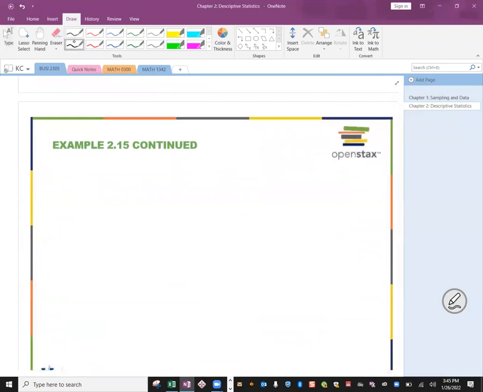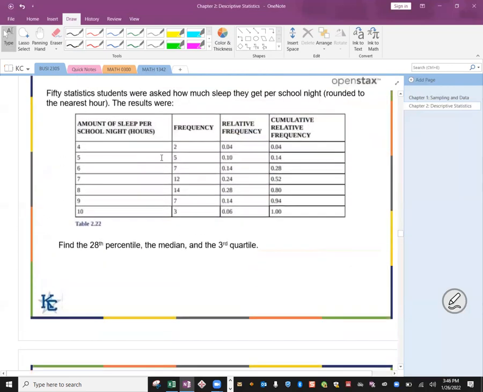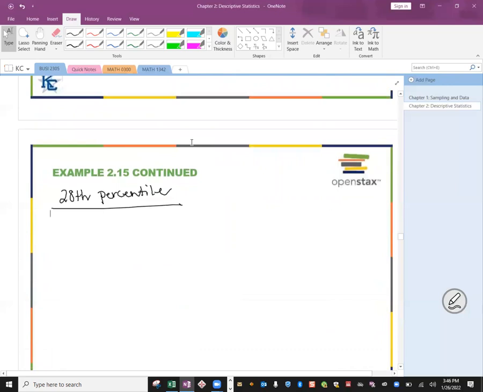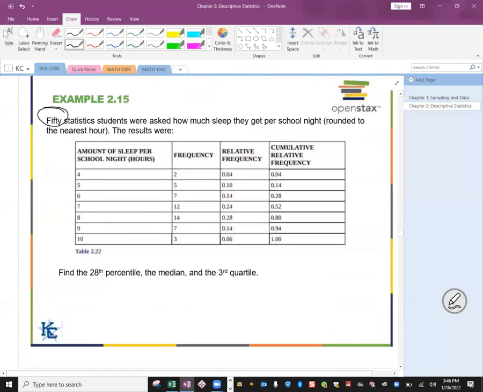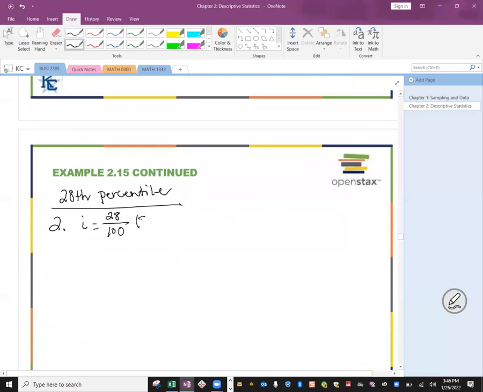So if we want the 28th percentile, we are first going to order our data. Our data is already ordered. We can see that because it's in ascending order with a frequency here. Okay, so the next step is step 2, which is doing the calculation. So our k is 28. So i equals 28 over 100 times n plus 1, where n is the number of data values we have. We have 50 statistics students here, so when we add our frequency, we should get 50 as our total, okay? And so when we do this, we get 14.28.